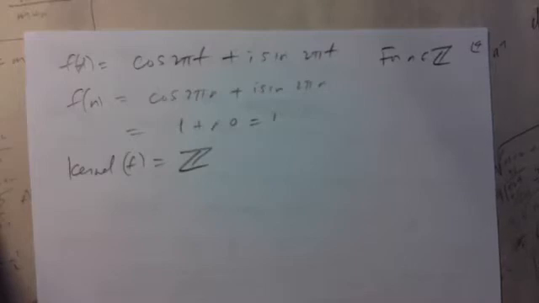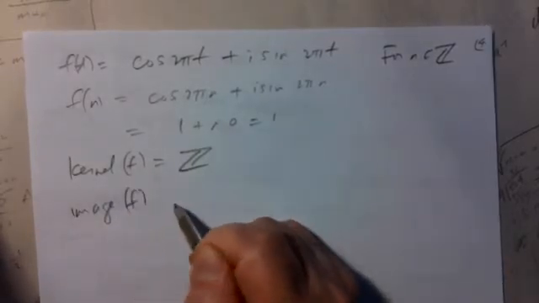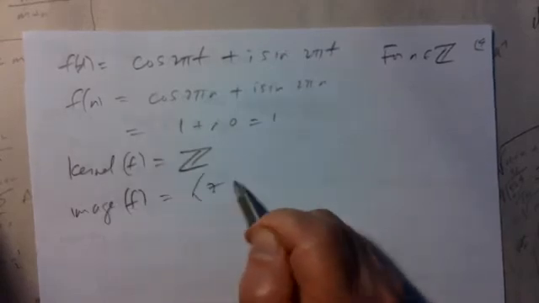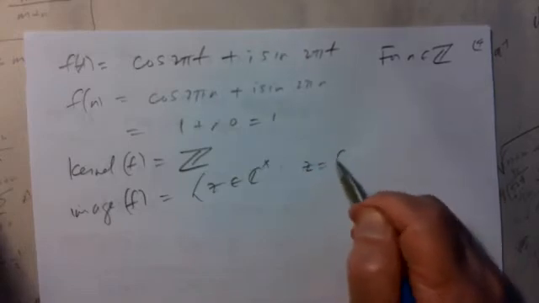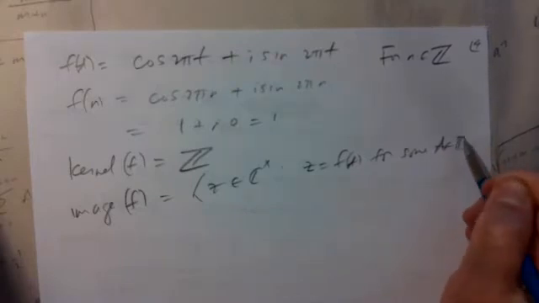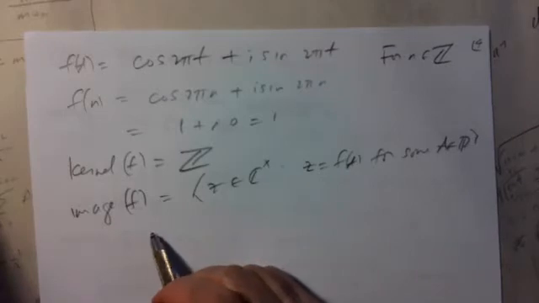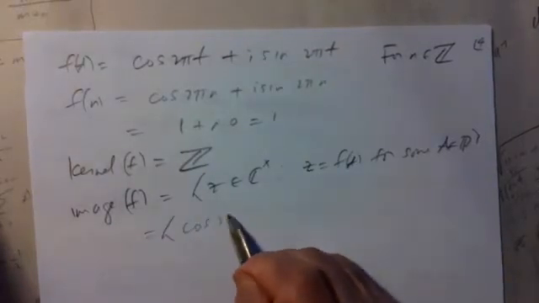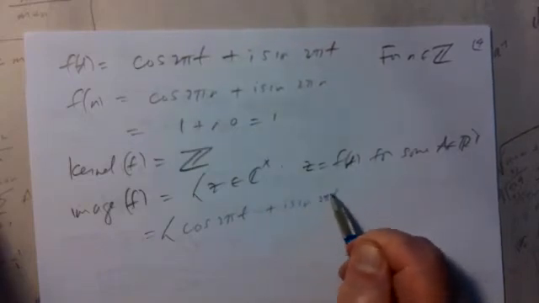Okay, any questions about this? This is really a very important example. What about the image of f? So this is all complex numbers z such that z equals f of t for some real number t. So it's the set of all complex numbers cosine 2 pi t plus i sine of 2 pi t.